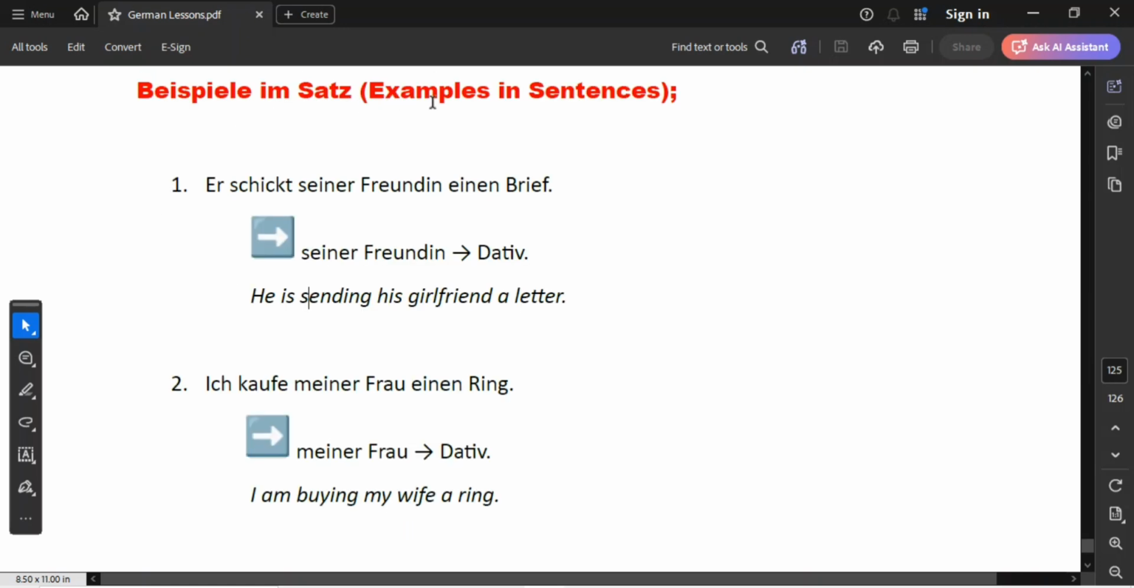Beispiele im Satz, examples in sentences. Er schenkt seiner Freundin einen Brief. Seiner Freundin is our dative. Beispiel Nummer 2. Ich kaufe meiner Frau einen Ring. Meiner Frau is our dative.